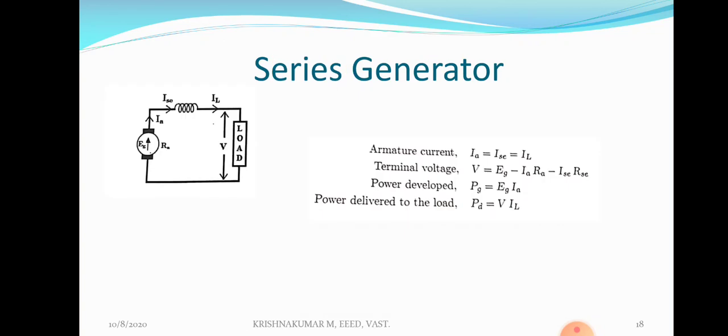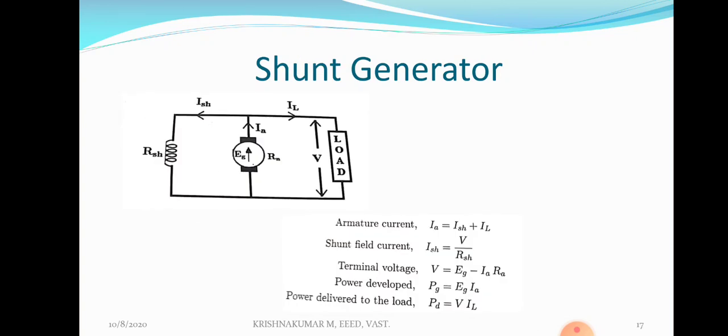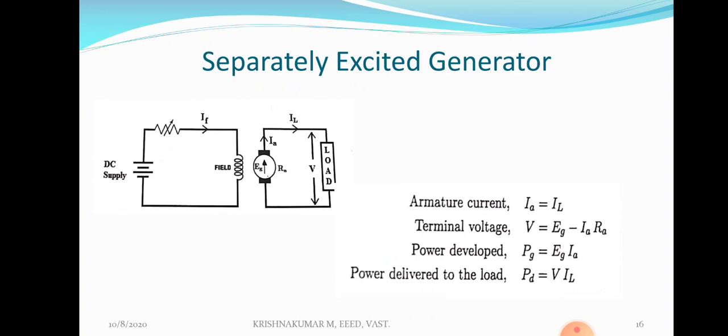What about a series generator? In a series generator, armature winding and field winding are connected in series. In a shunt generator, armature winding and shunt field winding are in parallel. In a separately excited generator, there is no connection between armature winding and field winding. The field is connected across a separate DC source.